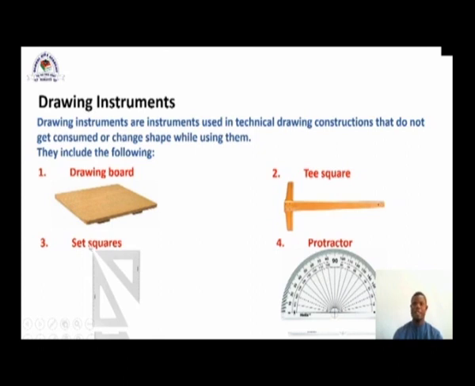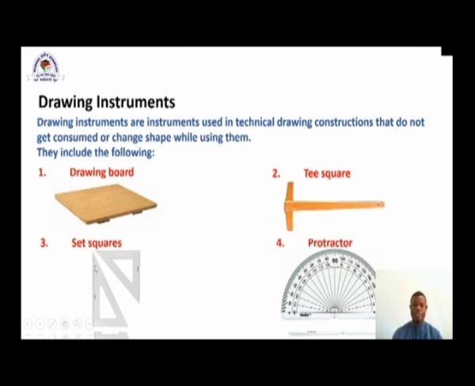The set squares are available in plastic and wood. They are triangular in shape. The two types of set square we have are the 30 by 60 degree set square, and the 45 by 45 degree set square. Both set squares have a common angle of 90 degrees.